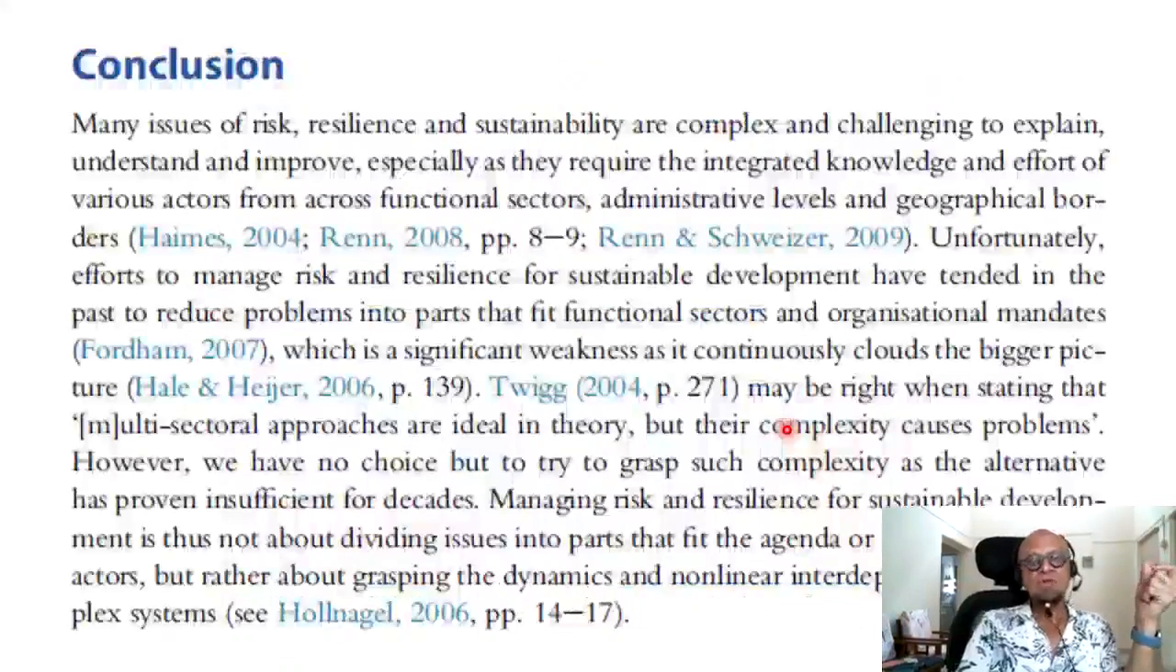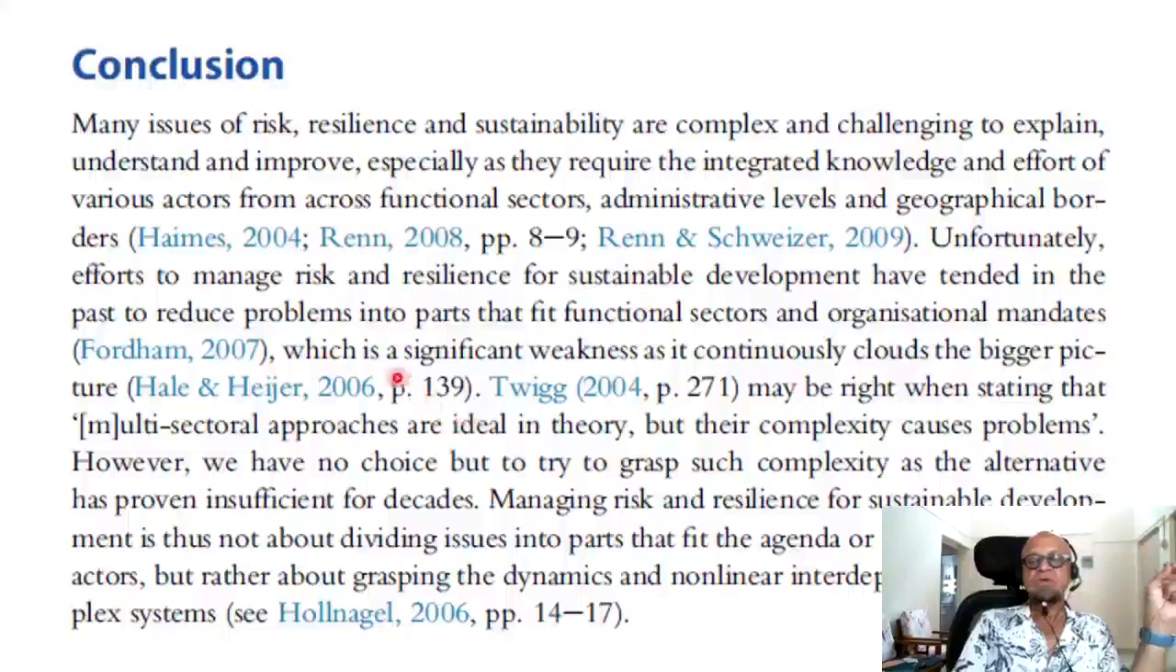Okay, so the conclusion from the second edition, which has some overlaps with what we discussed from the first edition, but it doesn't matter. Many issues of risk, resilience and sustainability are complex and challenging to explain, understand and improve, especially as they require the integrated knowledge and effort of various actors from across functional sectors, administrative levels and geographical borders. Unfortunately, efforts to manage risk and resilience for sustainable development have tended in the past to reduce problems into parts that fit functional sectors and organizational mandates, which is a significant weakness as it continuously clouds the bigger picture.